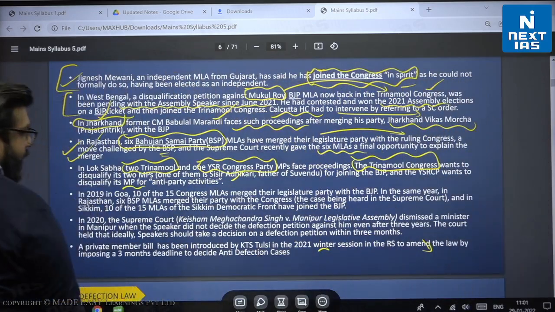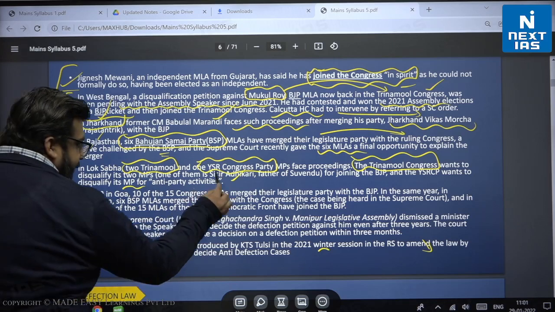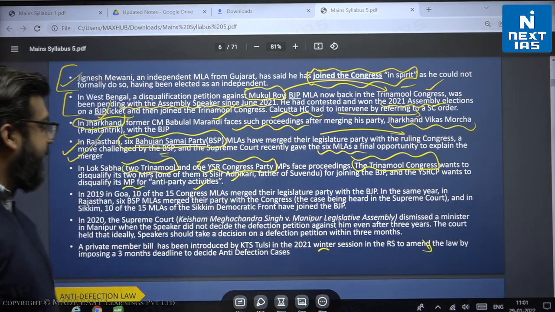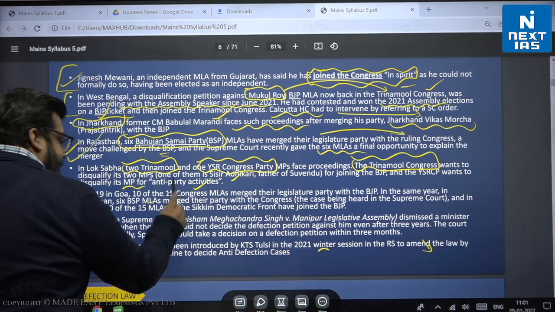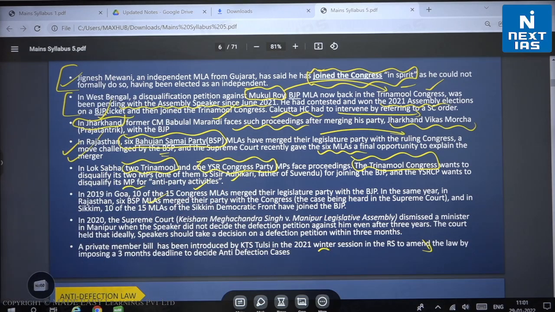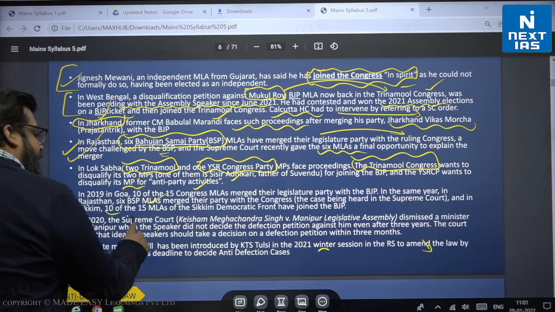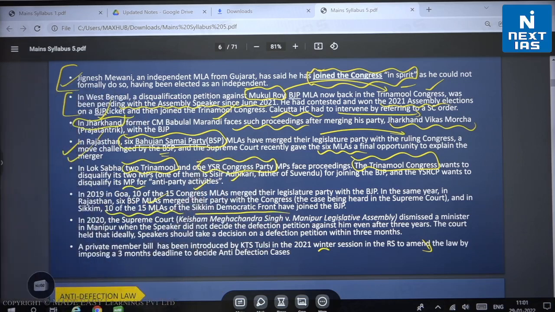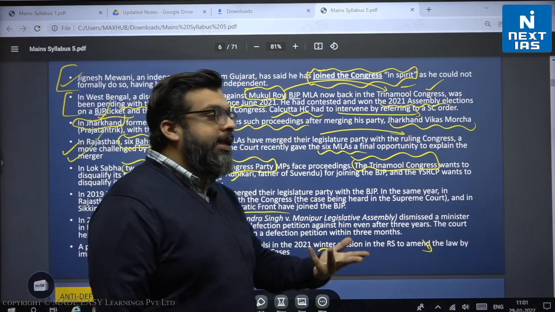In 2019 in Goa, 10 of the 15 Congress MLAs merged their legislature party with the BJP. In the same year, 6 BSP MLAs merged with the Congress in Rajasthan. This is being heard in the Supreme Court. And in Sikkim, 10 of the 15 MLAs of the Sikkim Democratic Front have joined the BJP. So I don't know what is going on. This is why this is happening in front of you, but you can't do anything about it.